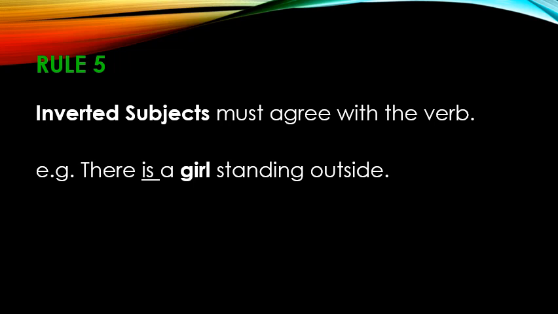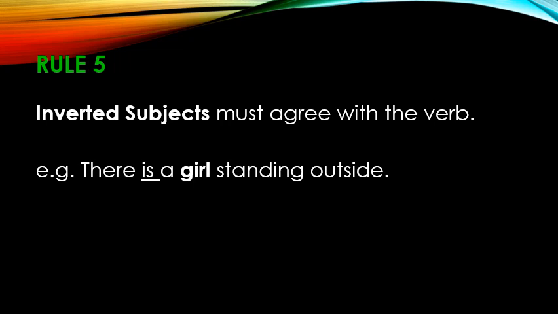For example, you go to a restaurant and you order a soup and you see there is a fly in your soup. So you say, hey waiter, there is a fly in my soup. Now what is the subject in this sentence? The subject is fly. So as you saw, the subject fly was agreeing with the verb is.